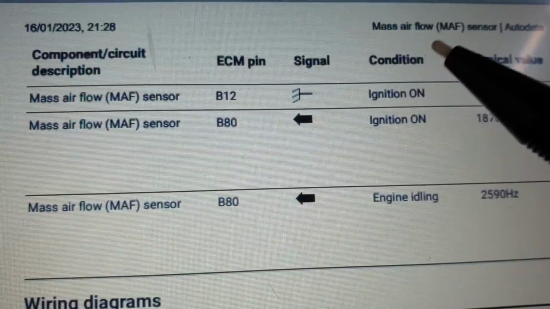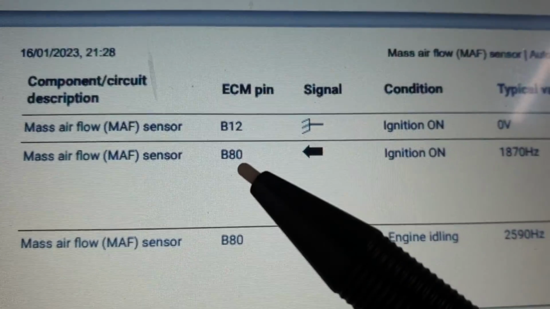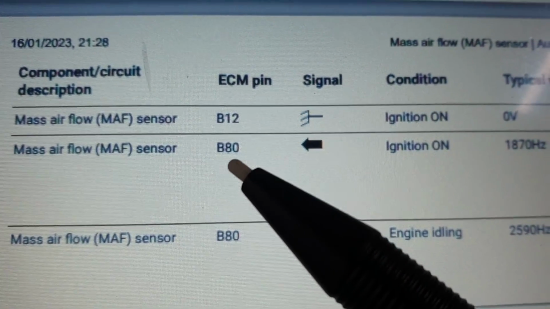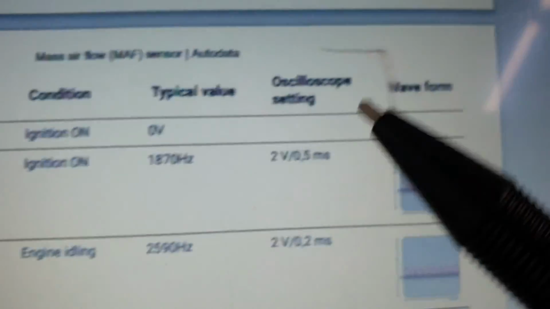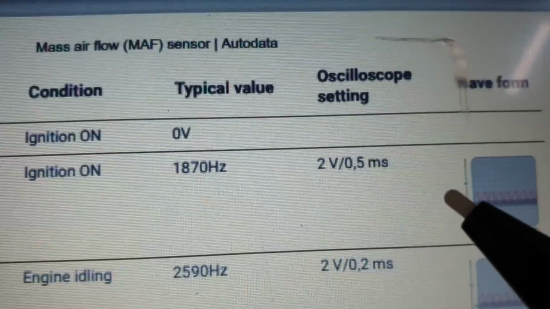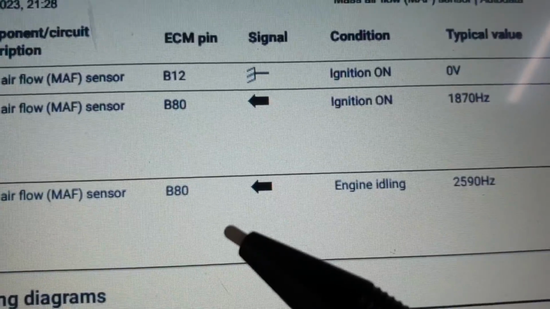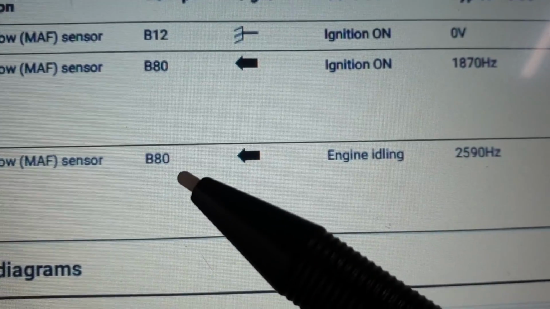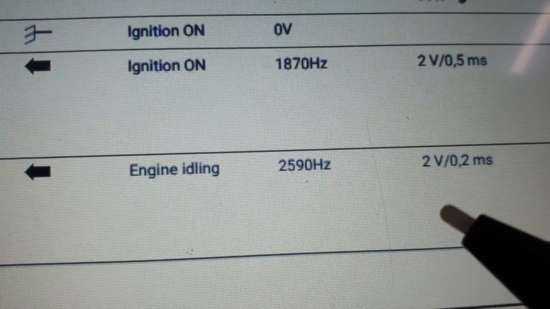Pin 2 should be 0 volts with the ignition on. And as I told you, B80, which is pin number 4 at the sensor and pin number 80 at connector B at the engine control unit, with the ignition on we should have 1870 hertz frequency. After that, we are going to start the engine, and at the same pin, pin 80 connector B at the engine control unit, we should have 2590 hertz with the engine idling.